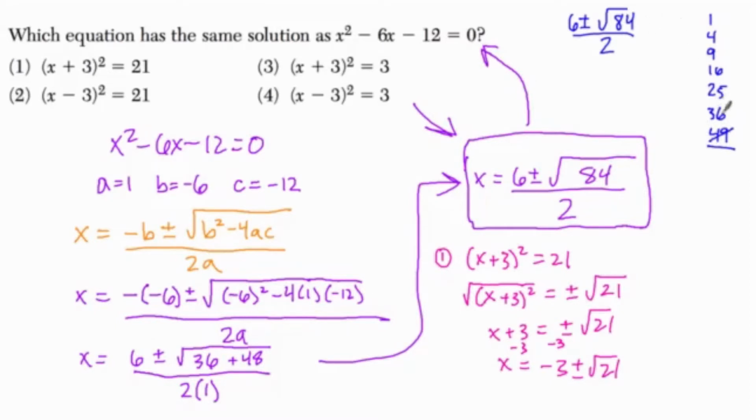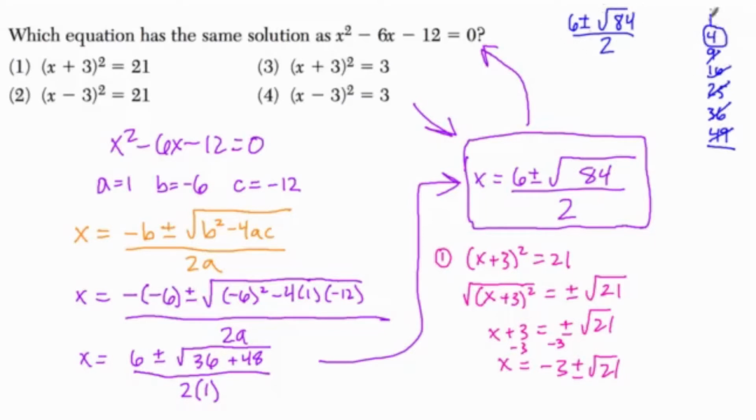But 84 divided by 36. Does 36 divide into 84 evenly? No. How about 25? No. Does 16 go into 84 evenly? No. How about 9? 84 divided by 9? Nope. How about 84 divided by 4? Yeah, that actually works out. 84 divided by 4 gives me an integer, 21. So 4 is the greatest perfect square factor of 84.